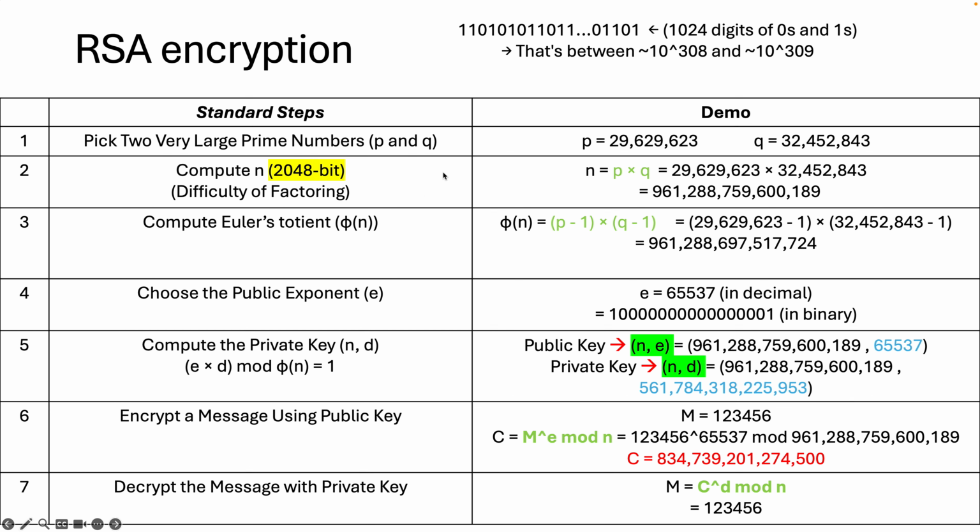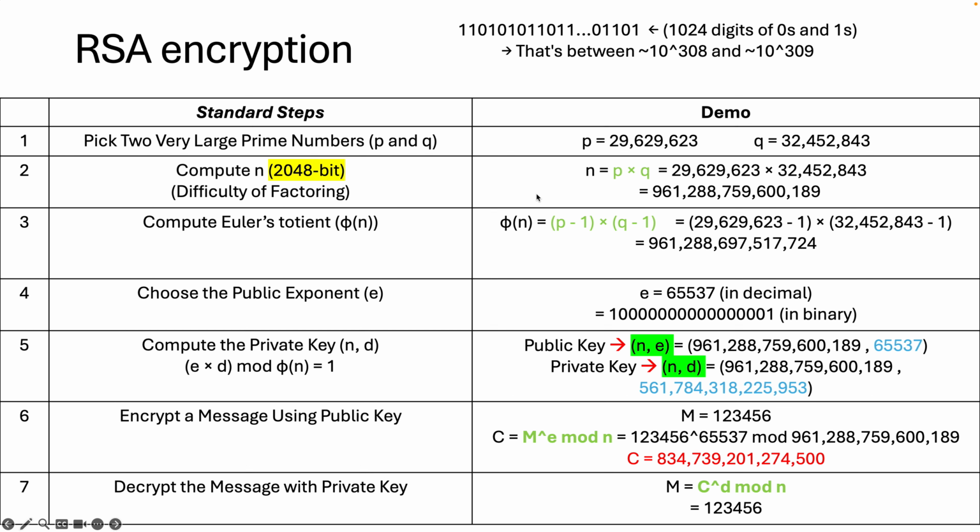By the way, P and Q don't have to be exactly the same length, but in practice, they are chosen to be very close in size to make N for the next step the desired total size, which is 2048-bit modulus. Okay, now let's see step 2. Multiply these two primes, P and Q, to get a number N. This N is easy to create by multiplying, but extremely hard to factor backward, and RSA's security relies on the difficulty of factoring N back to P and Q.